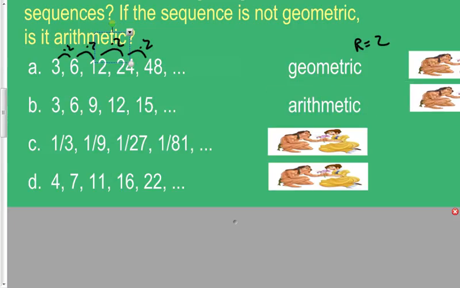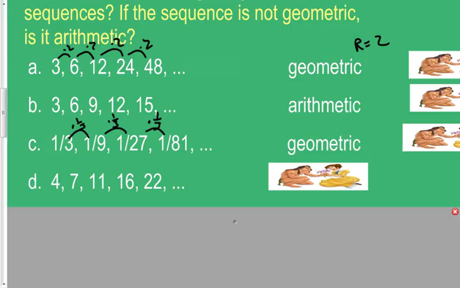Alright, number C, ooh, fractions. 1/3, 1/9, 1/27, 1/81st. I think, yes, this is going to be multiplying every time. It's multiplying by 1/3. 1/3 times 1/3 is 1/9. 1/9 times 1/3 is 1/27th. 1/27th times 1/3 is 1/81st. So this is multiplying by the same number every time, so it's geometric.